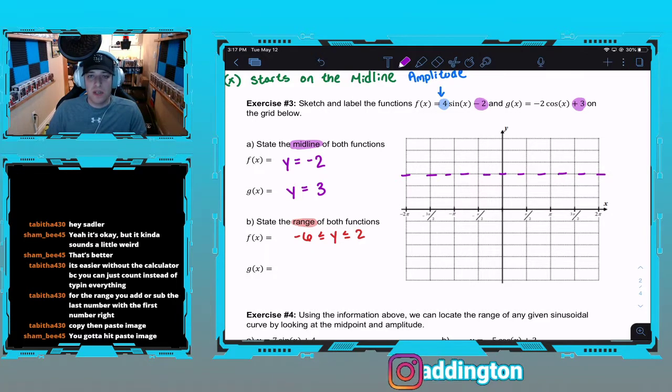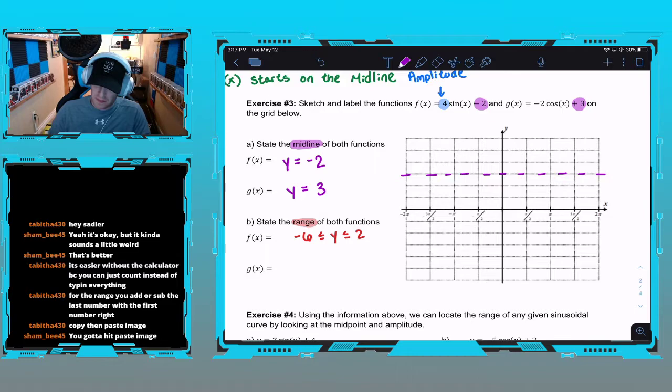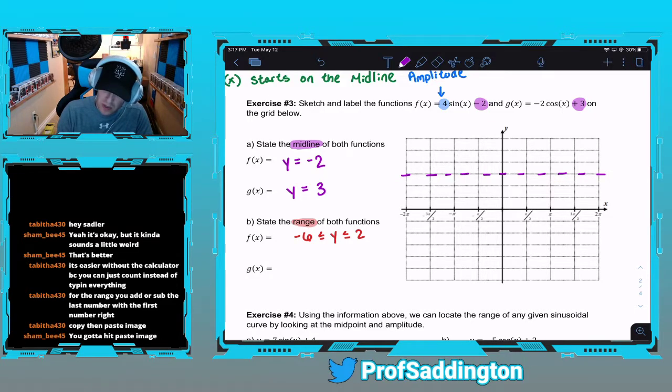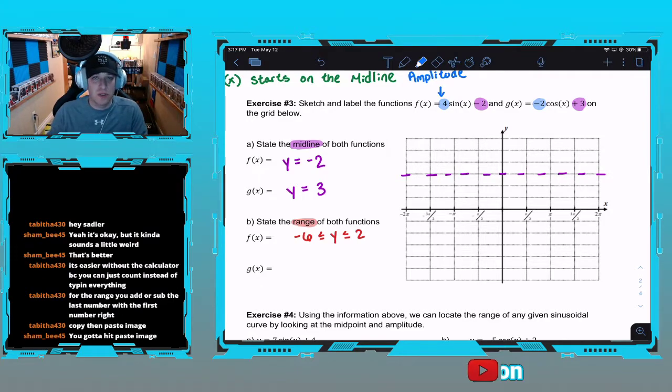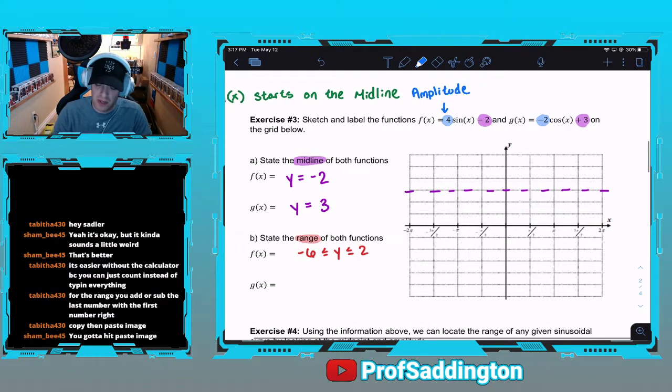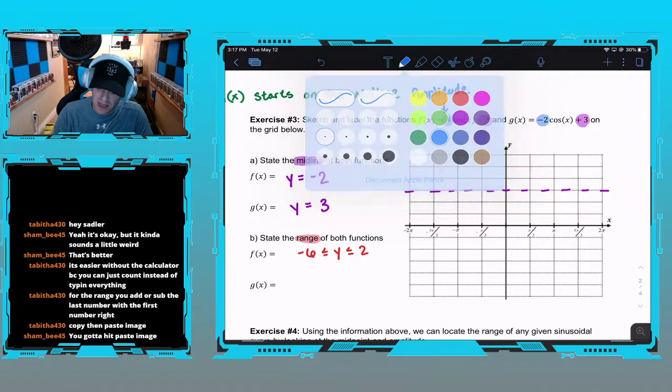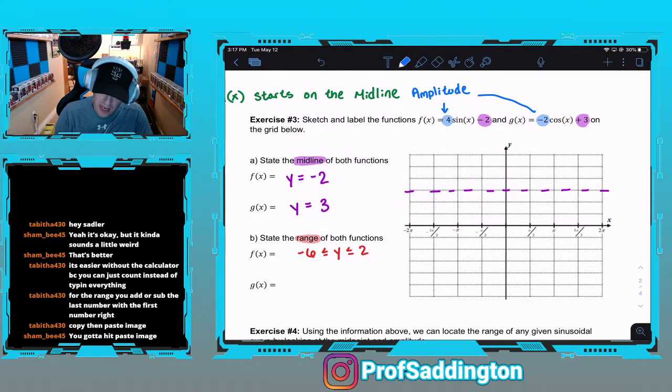We also need to find the highest point and the lowest point. Okay? So the highest point and lowest point is determined based on the amplitude, just like we did in the last one. So the amplitude says that it is at -2.